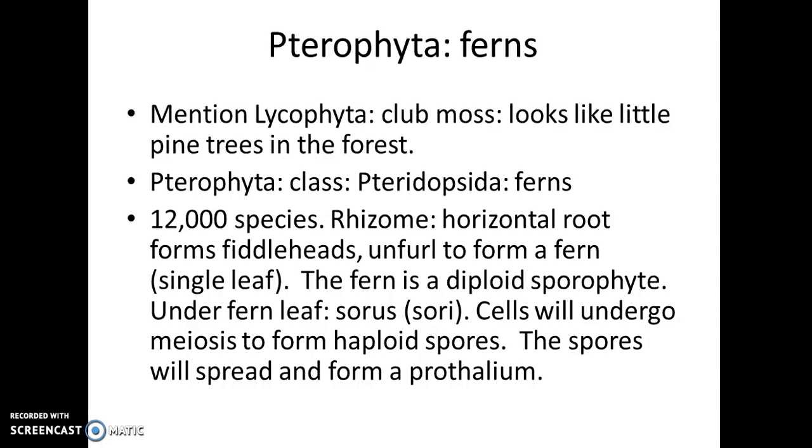Now the fern that we see is the sporophyte. So it is a dominant sporophyte. And under the fern, you will see these little circles, which is called a sorus, and it'd be multiple, so it'll be sori. The cells in the sorus will produce haploid spores through meiosis, and those spores will spread, and then they will grow and form something known as a prothallium, and a prothallium is a gametophyte.